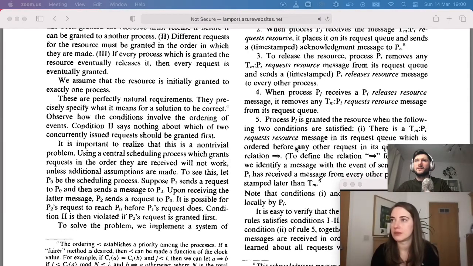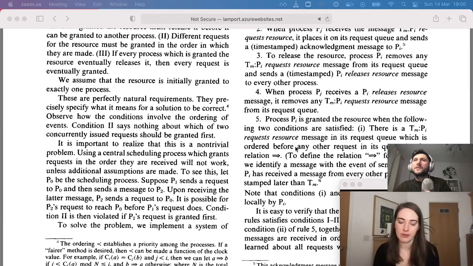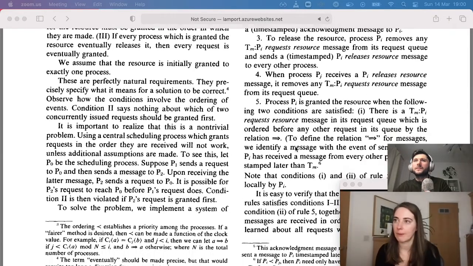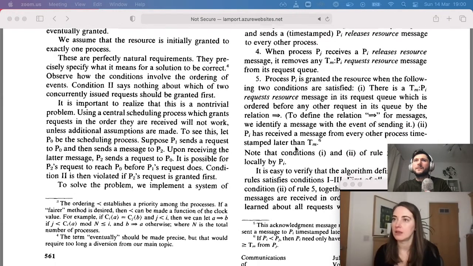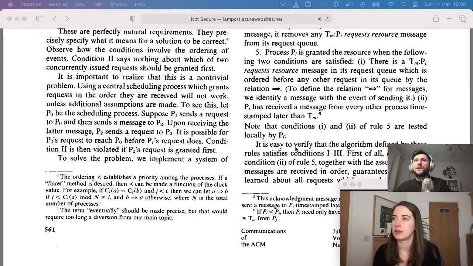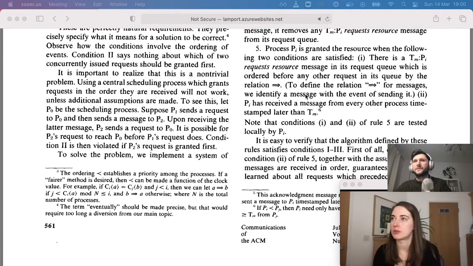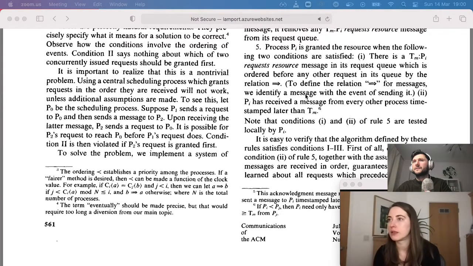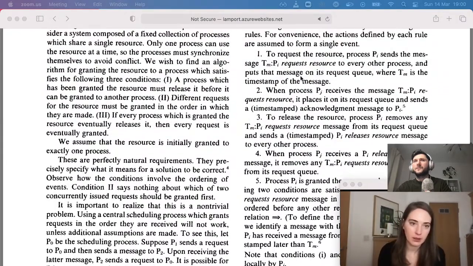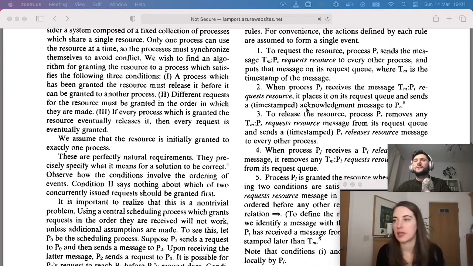Yes, and then where's the clock synchronization happening? Like the thing that actually states that process Pi is granted the resource when the following two conditions are satisfied. This one? No, the algorithm is 1 to 5. Yeah, 1 to 5. Yes. Okay, yes.